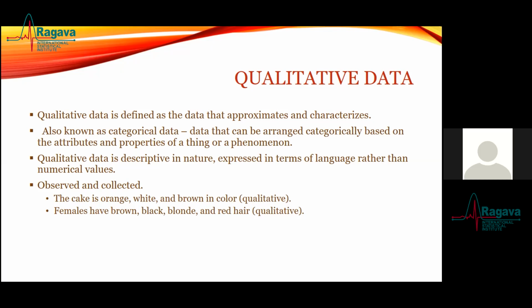For example, when you see a cake, you first notice the color. You first observe the color of the cake. The cake can be orange in color. The cake can be white or brown, depending on the flavor. So we simply observe the quality, the color. So this comes under qualitative data. Likewise, the color of hair in females. Not every female will have the same hair texture or hair color. They tend to have brown, black, blonde, and red. So it simply defines the quality or the attribute of a woman.